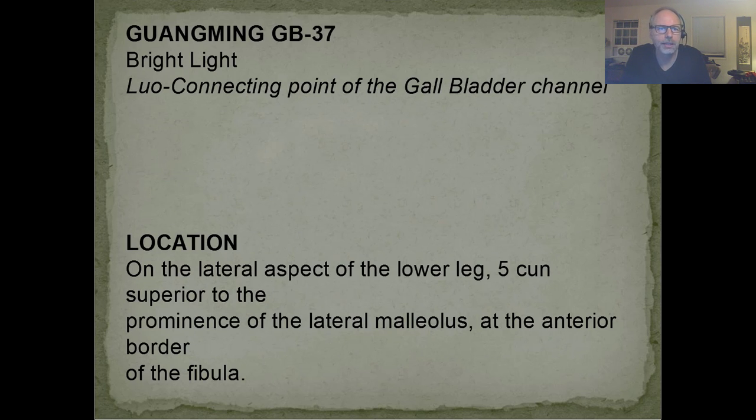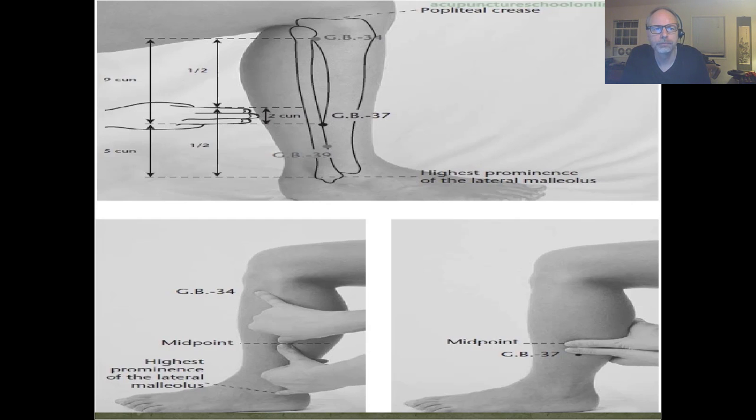37. 37 is also referred to as Bright Light because it has an ability to brighten the eyes. So we're going to see a lot of the first indications having to do with the eyes. On the lateral aspect of the lower leg, 5 sun superior to the prominence of the lateral malleolus at the anterior border of the fibula. 9 sun down or 5 up, whichever way you go. I always go 5 up.